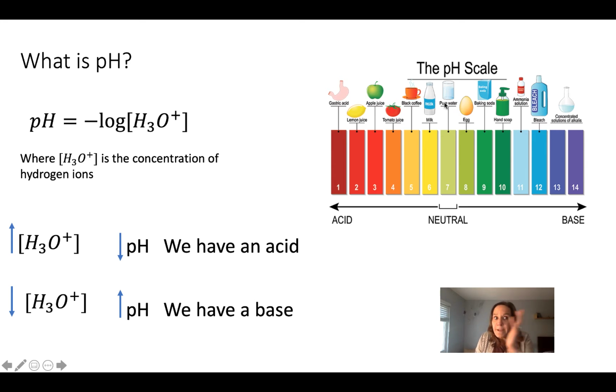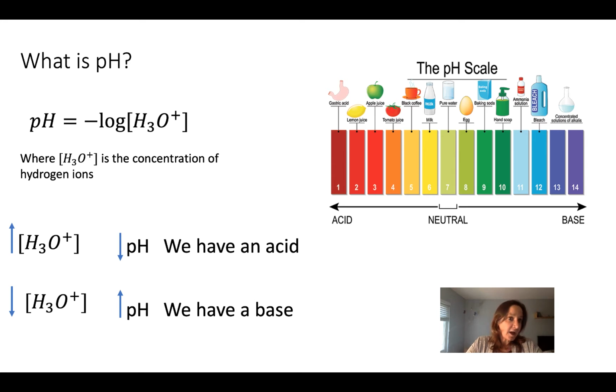If we go on the base side of water, so anything with a pH greater than 7, we're looking at hand soap, we're looking at bleaches, even eggs are what we call slightly basic. The other important thing we should talk about is the measure of hydroxide ions. So pH is the measure of hydrogen ions. Well, the measure of hydroxide ions is called the pOH.